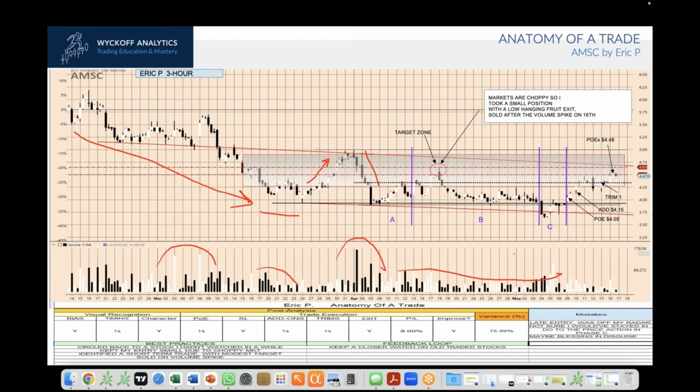The other thing for Eric P, you didn't show it in this chart, but if you could get back in and enter on that LPS, that would have been even better. Frost? Awesome. Okay, well, thanks, Eric.